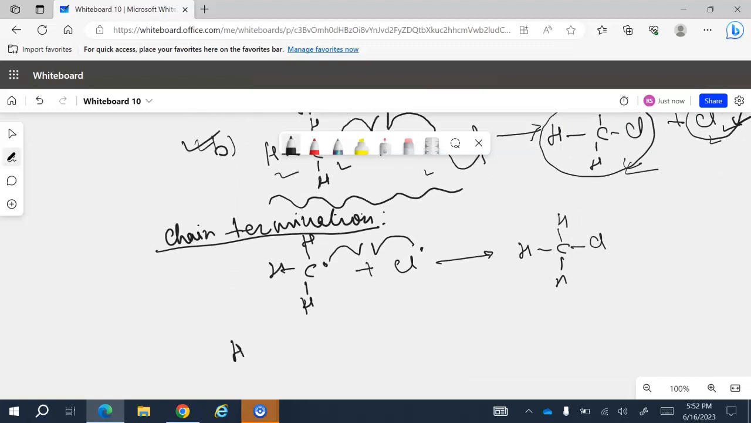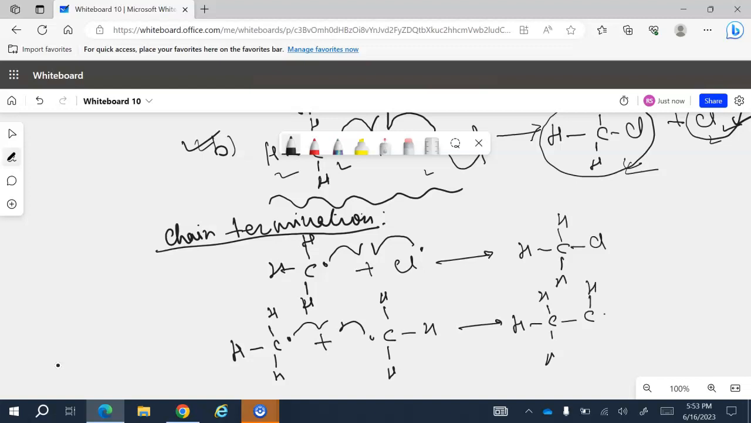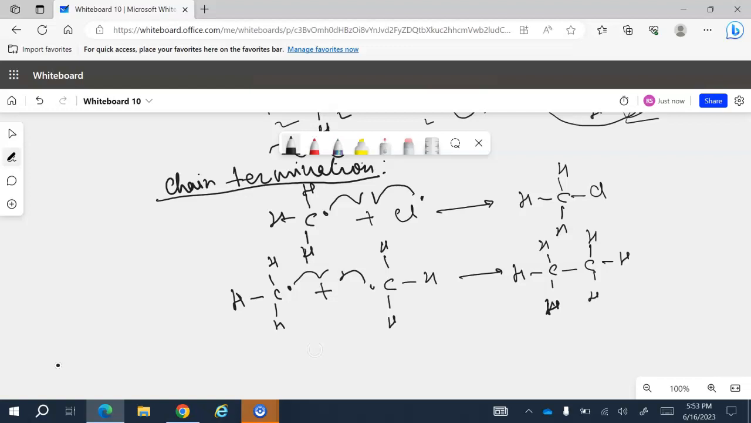The other possibility is combination of these two methyl radicals. These two radicals will be used up, and these two will combine to form a bond, and the result is the formation of an ethane molecule. Now, this is not a desired product, but sometimes that can happen. Undesired product, unnecessary product. The other termination step you could argue is, here is chlorine radical. Two chlorine radicals may combine to give the chlorine molecule, forming the chlorine-chlorine bond. This is also not what we wanted, but that can happen.